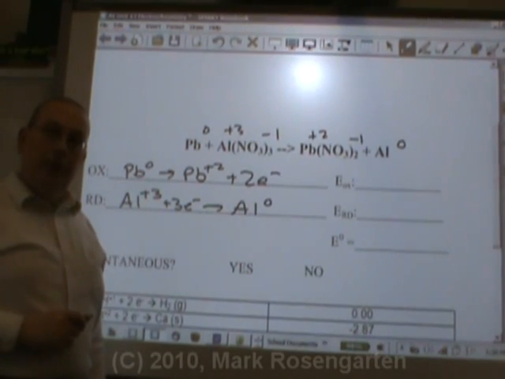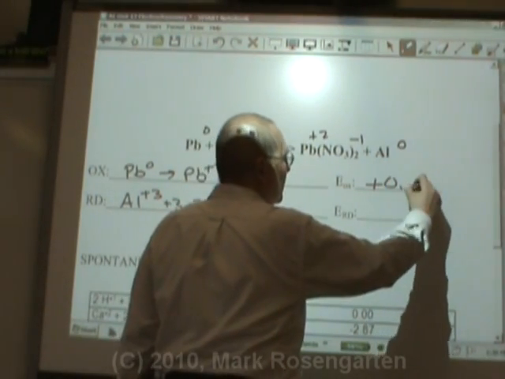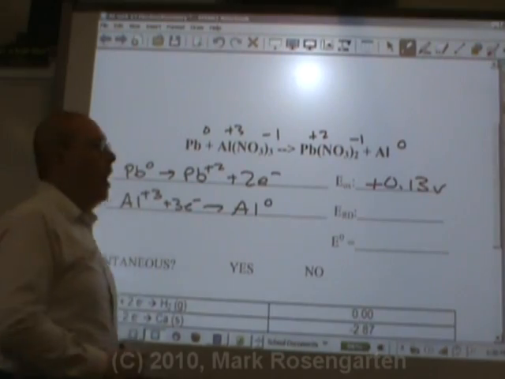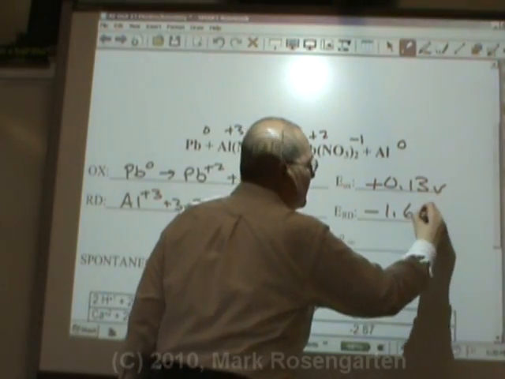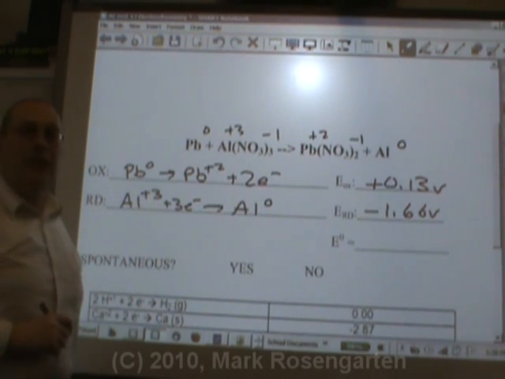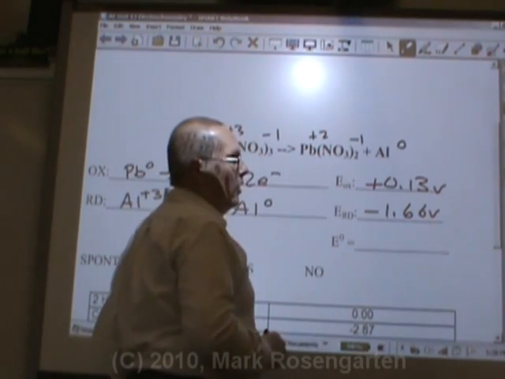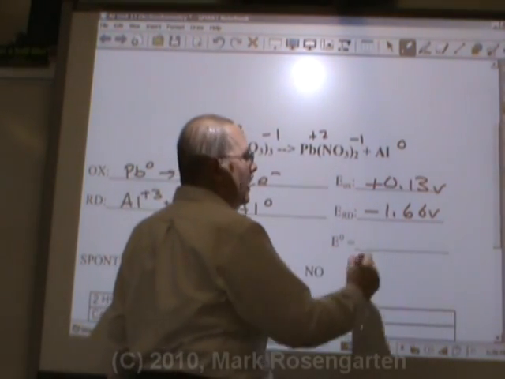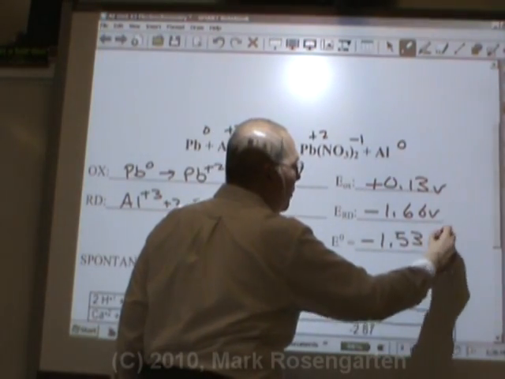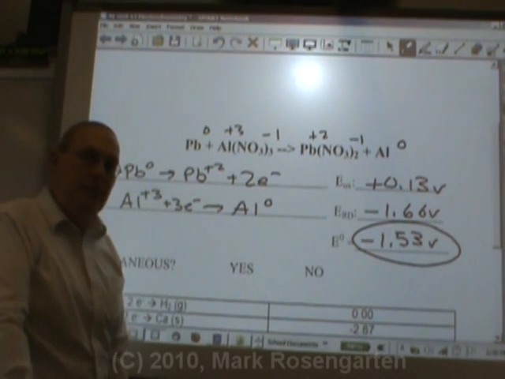Okay, so lead had a voltage of +0.13 volts. And aluminum had a reduction potential of -1.66 volts. To find the total voltage of the cell, we just add those two numbers together. +0.13, -1.66, that comes out to -1.53 volts. Since the voltage is negative, we cannot use this to make a battery.